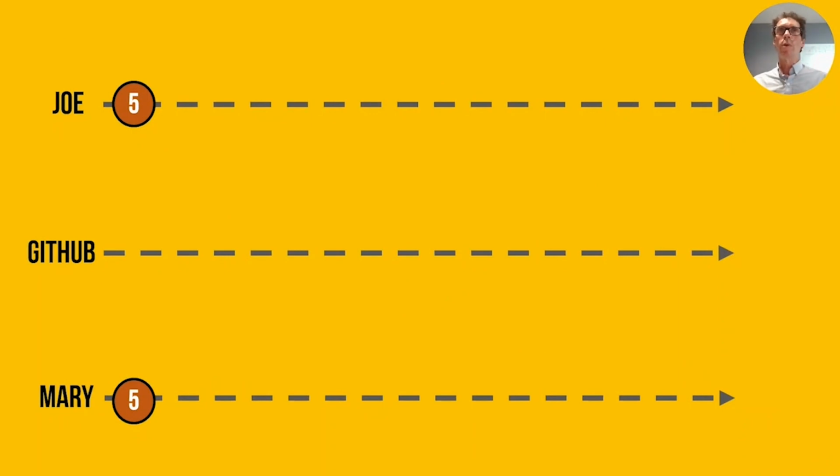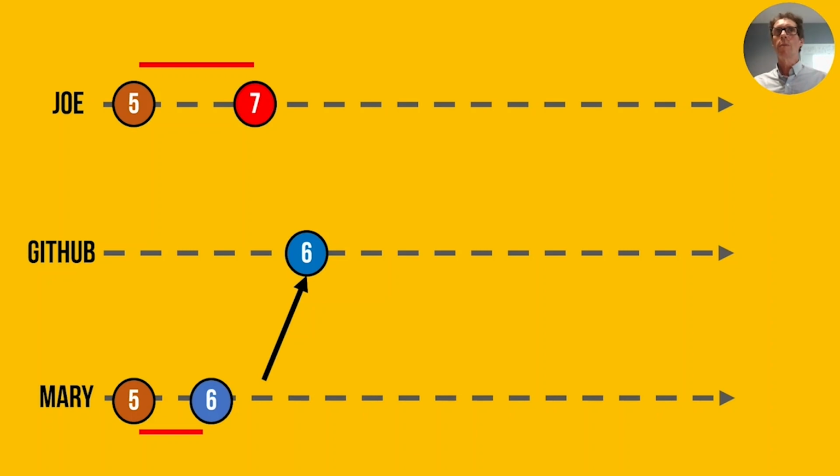Let's just recap what we saw in the demo. So Joe and Mary both start on what I'm calling commit number 5. They both did some work around the same time, and now they're working on the same line in the same file. That's why I've colored those work timelines in red. We're setting up a problem here. Mary makes commit number 6. Joe makes commit number 7.